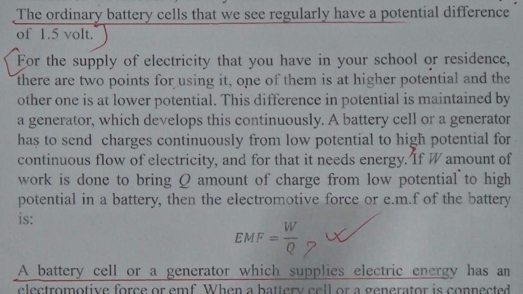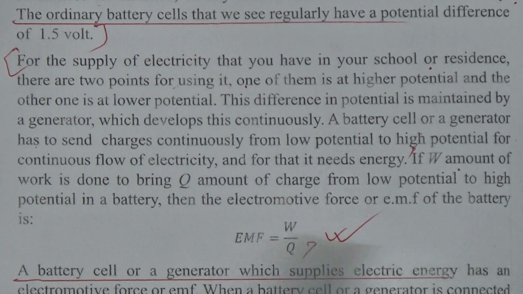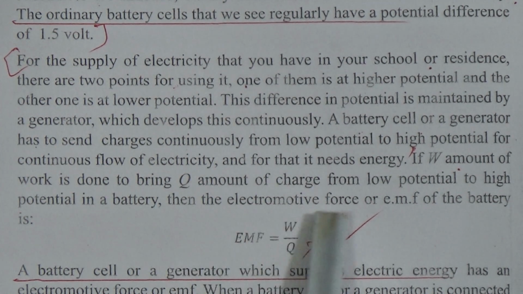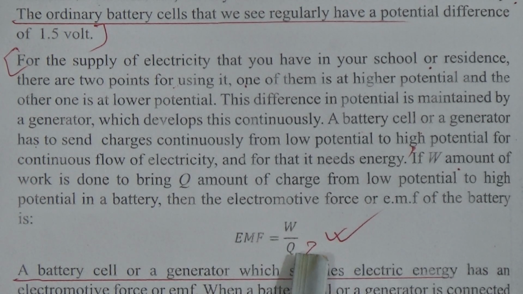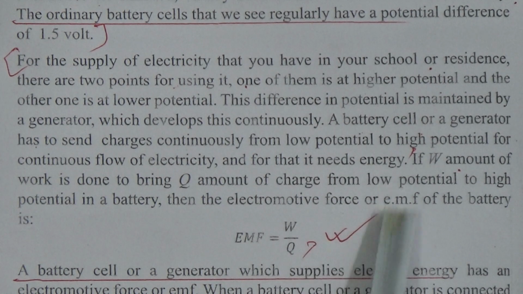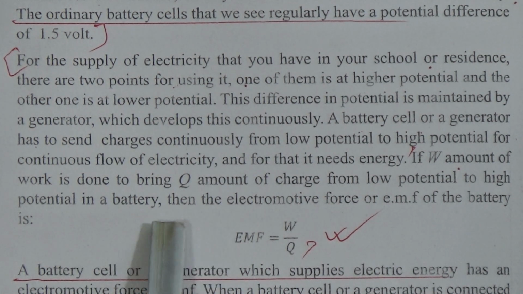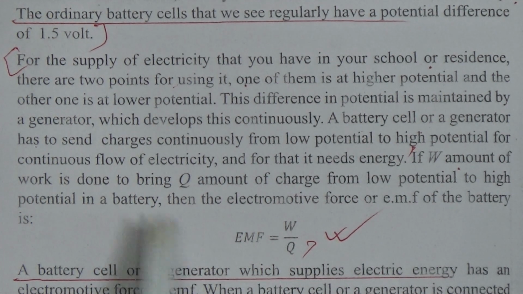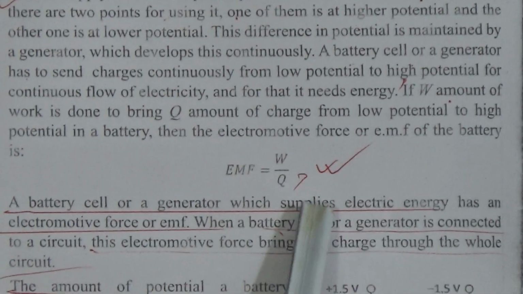So if W amount of work is done to bring Q amount of charge from low potential to high potential in a battery, then the electromotive force or EMF of the battery is EMF equals W divided by Q. So my dear students, we have learned what electromotive force or EMF is. If W amount of work is done to bring Q amount of charge from low potential to the high potential, then this is called electromotive force or EMF. EMF equals W divided by Q.